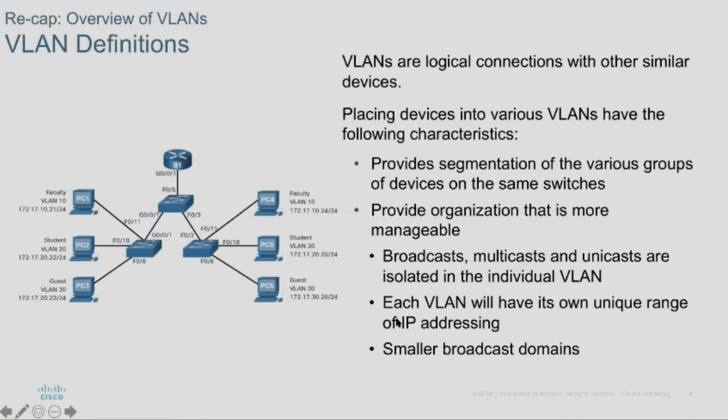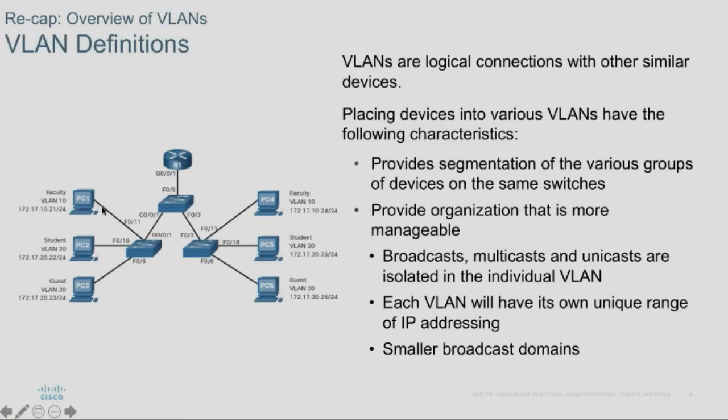And each VLAN has its own unique range of IP addressing, because you can see that the faculty VLAN is having 172.17.10.24. This one is 20.25, 30.26. So guest VLAN is 20 dot something, and okay, this is strange. So I think this is a typo in here. So this should be 30. So in the guest VLAN, it should be 30.23, because 20.20 or something is in the student VLAN and 10 dot something is on faculty VLAN.